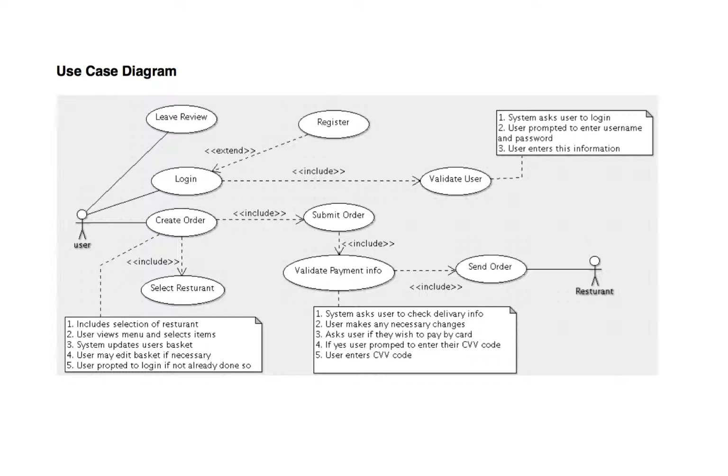Here, the user can be seen to have three options upon getting on the website: to log in, create an order, or leave a review on a restaurant. If the user logs in, the system will have to validate the information entered first, and they will be prompted to register if they haven't already done so, hence the extend within the use case.